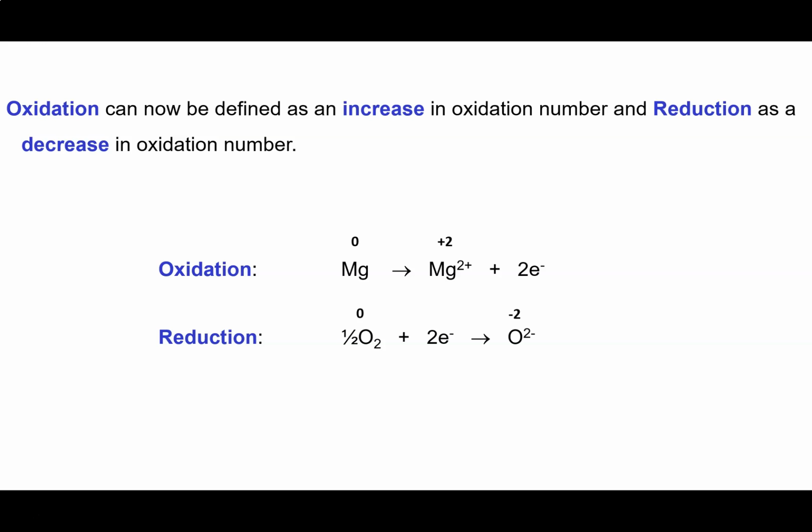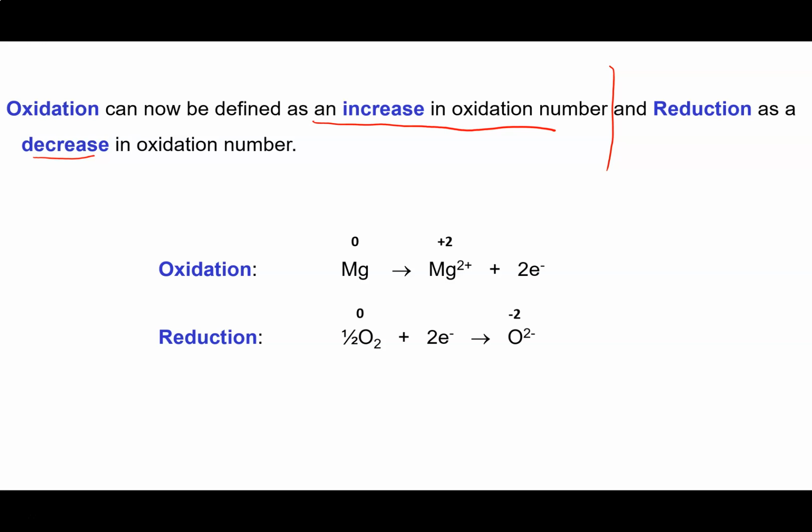Okay, so the reason that we were trying to do this is so that we could identify how electrons were moving in a chemical reaction. So the key thing is what we have to do is define oxidation and reduction in terms of changes in oxidation number. And what we're going to say now is that oxidation is indicated by an increase in oxidation number, and reduction is indicated by a decrease in oxidation number.